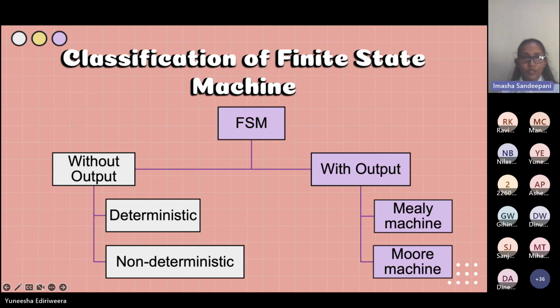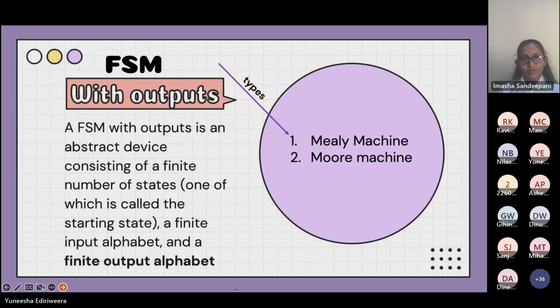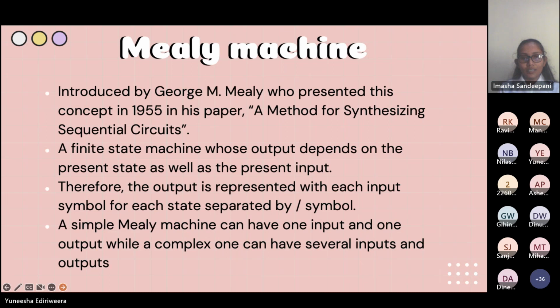Now we will move on to the topic of finite state machines with outputs. Next slide. An FSM with outputs is an abstract machine with a finite number of states, a finite input alphabet, and most importantly, a finite output alphabet. Under this topic, we will discuss the Mealy machine and the Moore machine. Please, next slide.